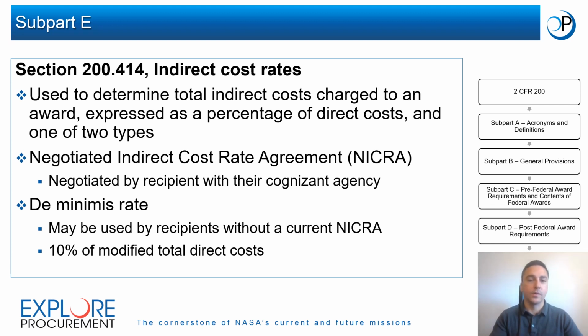All federal agencies must accept a recipient's NICRA and cannot ask the recipient to reduce that NICRA if they have one. The second type of indirect rate is the de minimis rate. If a recipient does not have a current NICRA, then they may elect to charge a de minimis rate of 10% of modified total direct costs to their award. Recipients do not have to provide documentation to support the use of a de minimis rate.